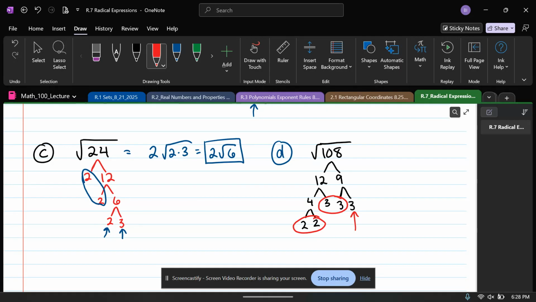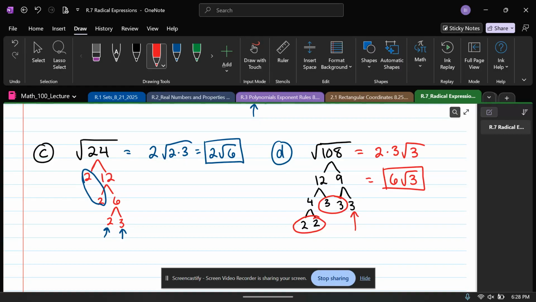If you don't have a buddy, you go back inside. So on the outside, I've got a 2. I've got a 3. On the inside, I've got a 3. On the outside, 2 times 3 is 6. What that tells me is that 36 went into 108. I don't know how to look at 108 and tell you that 36 goes into it.